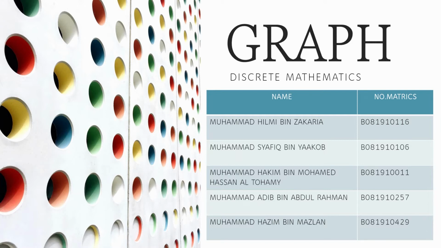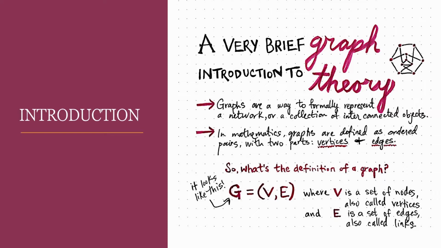I will present about the introduction of graphs. So, what is a graph? Graphs are a way to formally represent a network or collection of interconnected objects. In mathematics, graphs are defined as an ordered pair with two parts, vertices and edges. So, in the ordered pair (V, E), V is a set of nodes, also called vertices, and E is a set of edges, also called links.